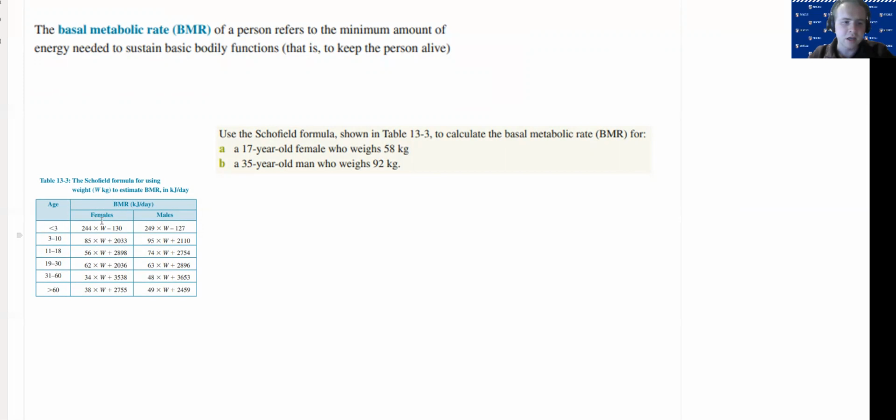It incorporates the age, and it also incorporates the weight of the individual when calculating the BMR. So for part A, we've got a 17-year-old female. What we need to do is go to the 11 to 18 bracket in our table, and it's a female, so we're going to use this formula here. It's going to be 56 times their weight, which is 58 kilos, and then we plus 2898.